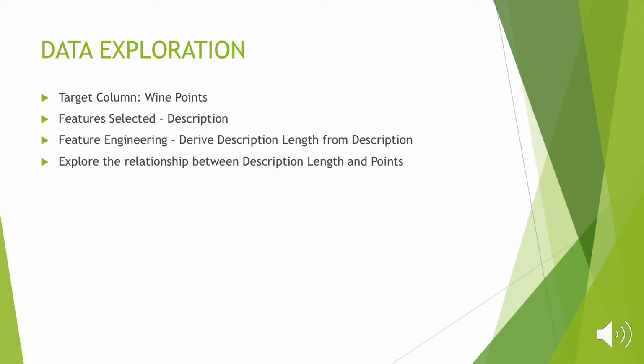Over here, as we can see, the target column is the wine points. I chose the feature description. I derived the description length from the description as feature engineering. I counted the number of words in the description, and that was the description length. I wanted to explore the relationship between the description length and the points.